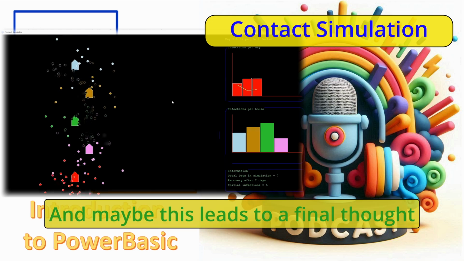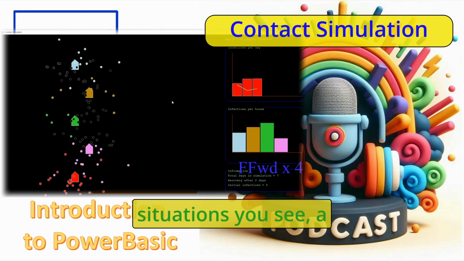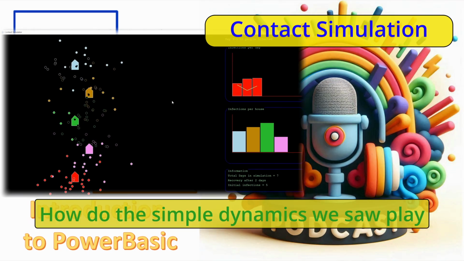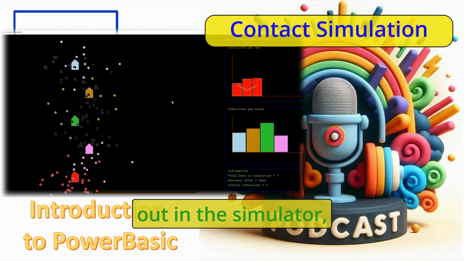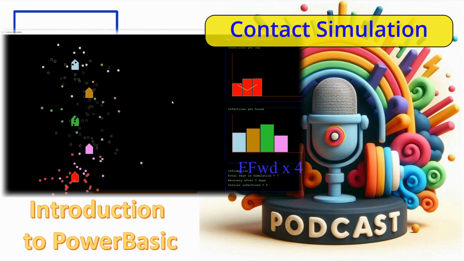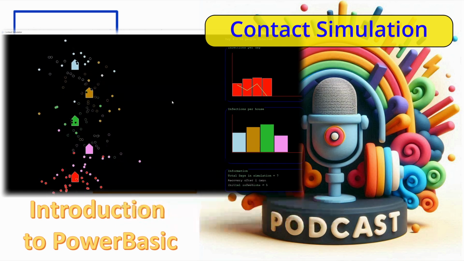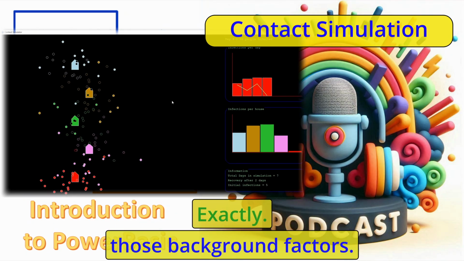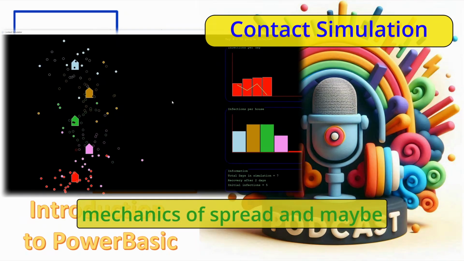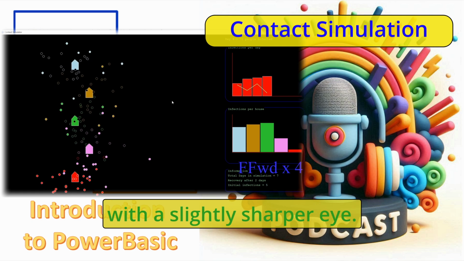And maybe this leads to a final thought for you, the listener. Good one. Well, think about the real-world situations you see. A busy train, a packed shop, maybe a sparsely populated park. How do the simple dynamics we saw play out in this simulator, the importance of distance, density, contact time, how might those relate to the risks in those much more complex real-life environments? It makes you think about those background factors. Exactly. Even a basic model like this prompts you to consider the mechanics of spread and maybe evaluate situations and the effectiveness of different strategies with a slightly sharper eye.